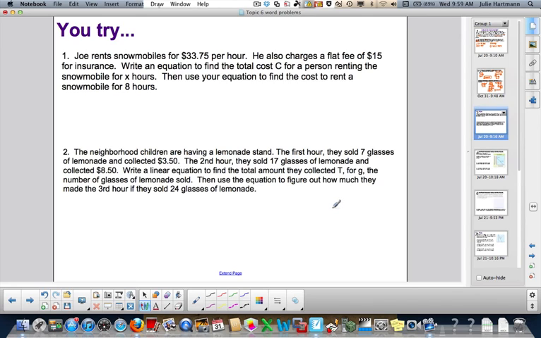You're given 2 problems to do. Figure out what's given to you and what you have to do to write the equation. Go ahead, pause it, try those, and we'll go over those in class the next time we meet.